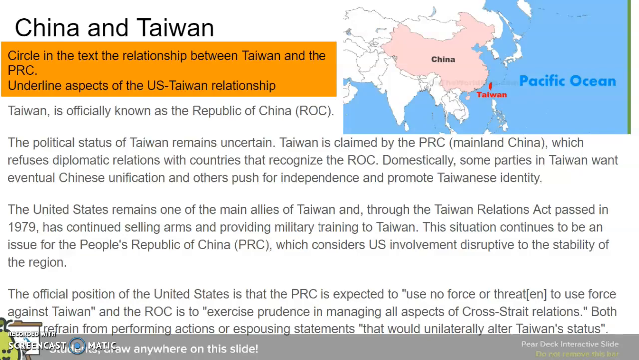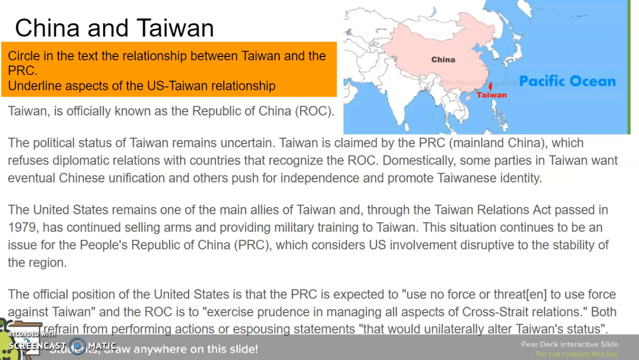The United States remains one of the main allies of Taiwan, and through the Taiwan Relations Act passed in 1979, has continued selling arms and providing military training to Taiwan. This situation continues to be an issue for the People's Republic of China, which considers U.S. involvement disruptive to the stability of the region.